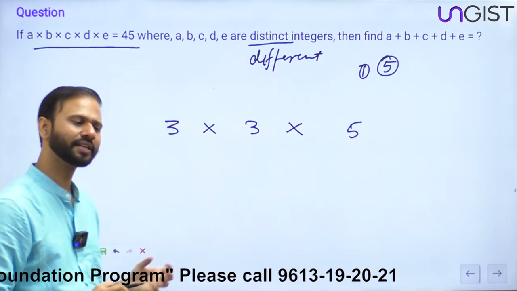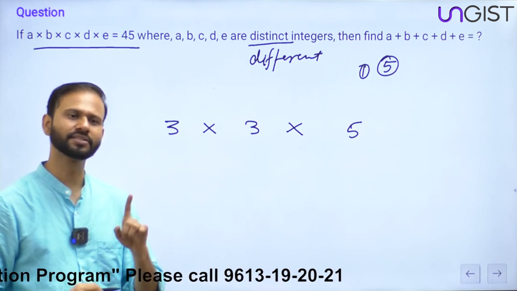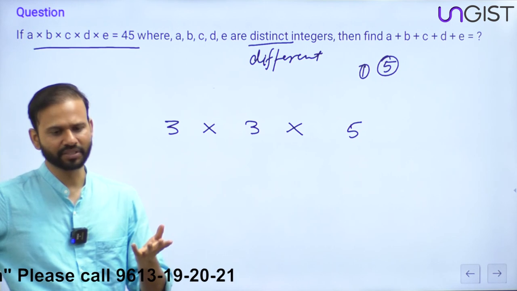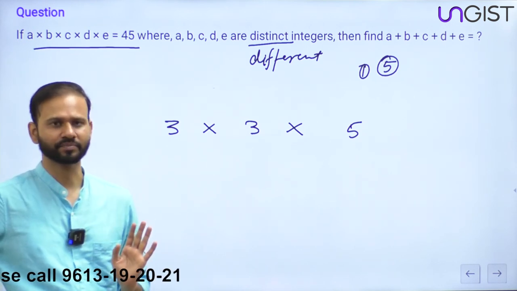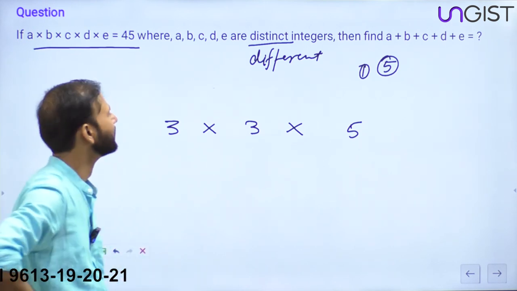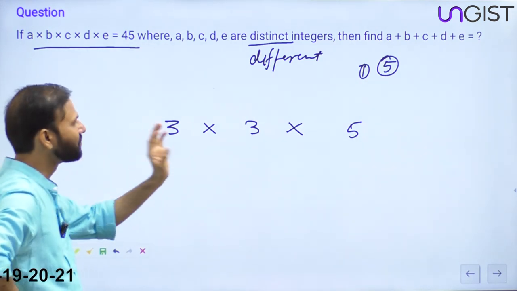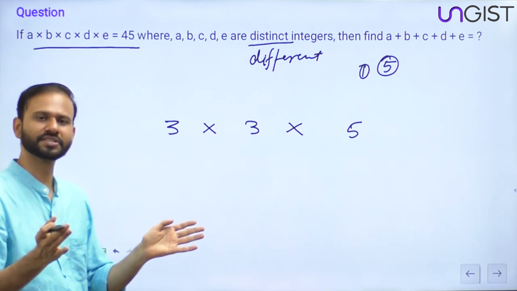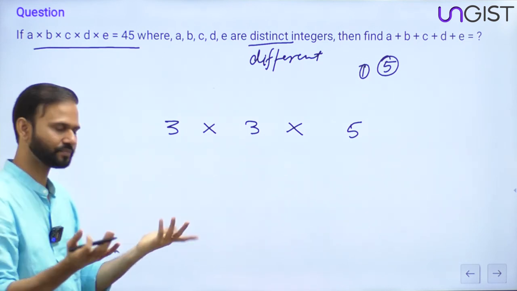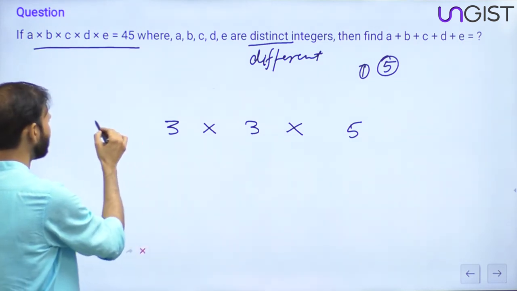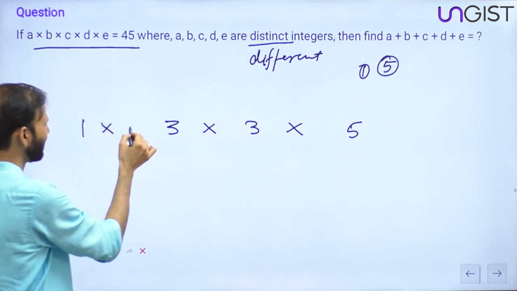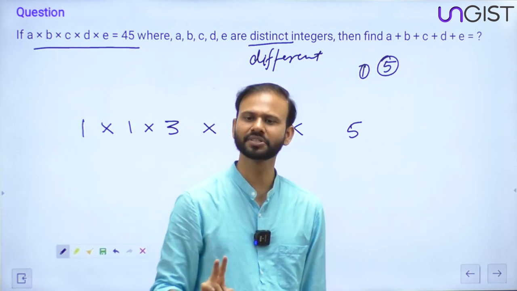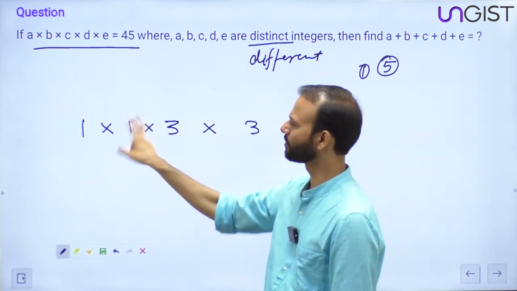But in the case of product, we have one such number, 1. If you multiply 1 with any number, the value gets unchanged. The value doesn't change. So we can multiply as many ones as we want from our side, to increase the number of integers. Actually, two integers are short. So just put two ones from our side.